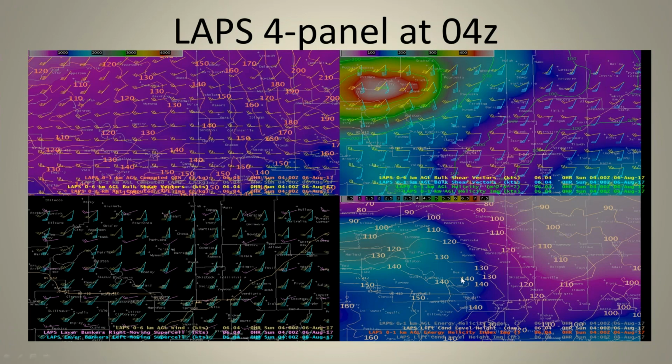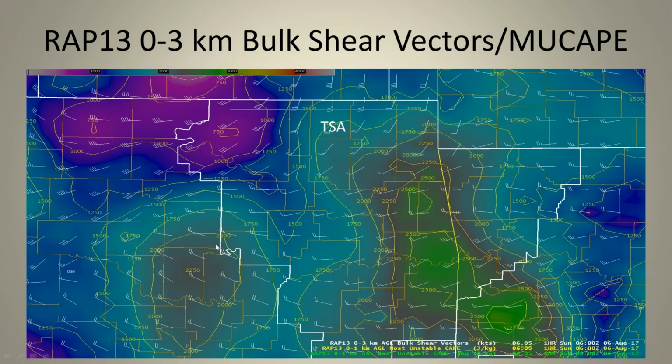And then going around, we have LAPS LCL height showing values pretty low and energy helicity index. And then in the lower left, we have the Bunkers right moving supercell vectors in magenta and the left moving supercell motion in blue. And then the 0 to 6 kilometer mean wind with the light brown. So overall, shear is increasing. But CAPE is the main driver.